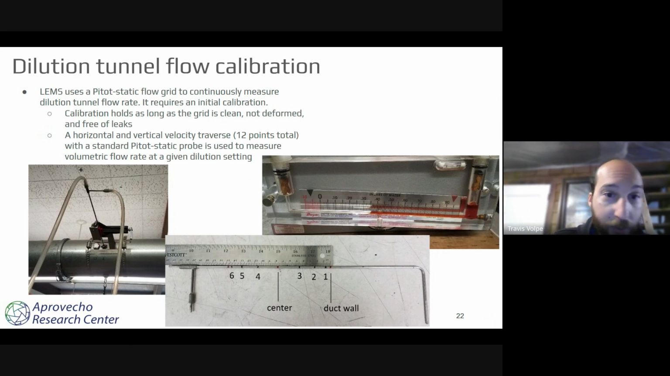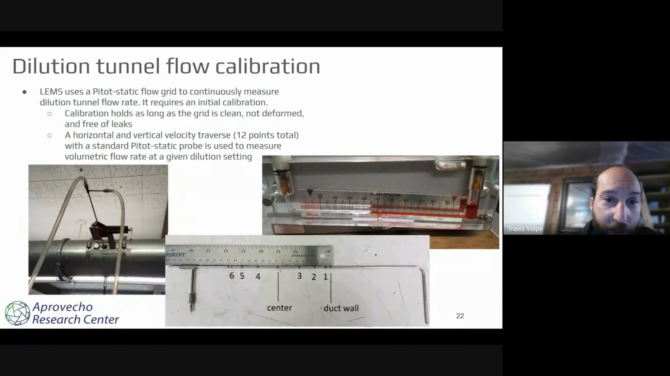We calibrate the flow through the dilution tunnel using a velocity traverse, which is a lab procedure involving a pitot static flow grid. You can see it clamped to the outside of the ducting in the left picture, and an image of the pitot itself in the center. As long as the flow grid is clean and not deformed and free of leaks, the calibration will hold.